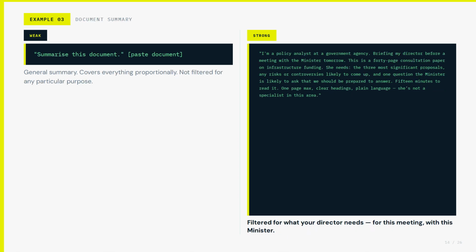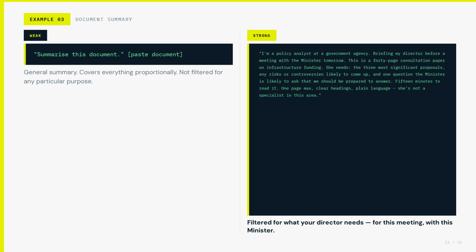Example 3. Summarizing a document. Weak description: summarize this document. Paste document. Strong description: I'm a policy analyst at a government agency. I've been asked to review this 40-page consultation paper on infrastructure funding and brief my director before a meeting with the minister tomorrow. My director needs to understand the 3 most significant proposals, any risks or controversies that are likely to come up in the meeting, and one question the minister is likely to ask that we should be prepared to answer. She has 15 minutes to read the briefing.